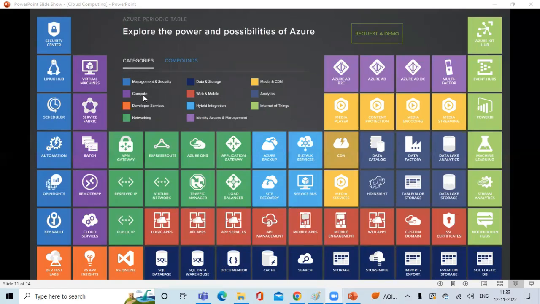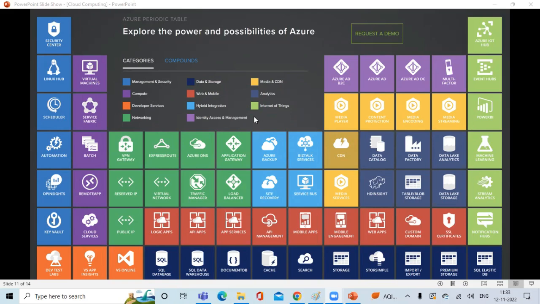If I'm talking about compute, these are the services connected with compute, which means your virtual machines, your service fabric, batch, remote app, cloud services, right? So these are the services included in compute. And these are the categories.